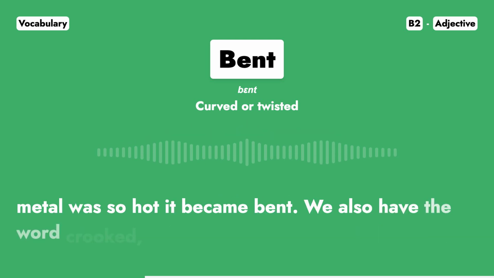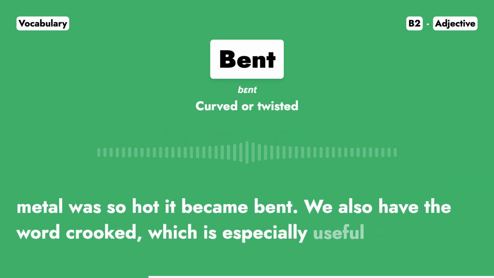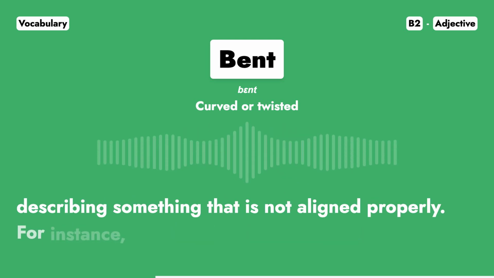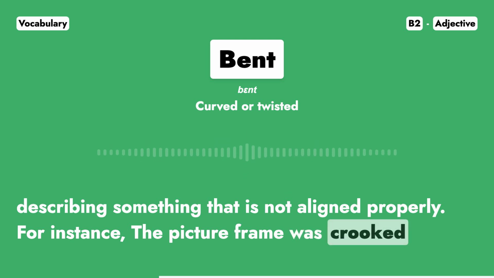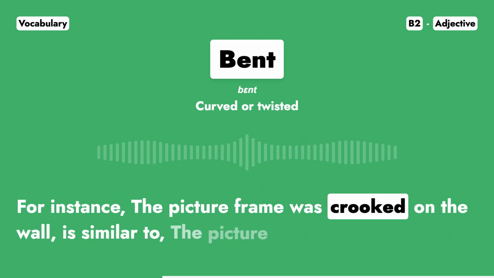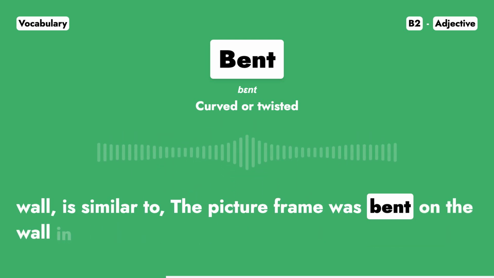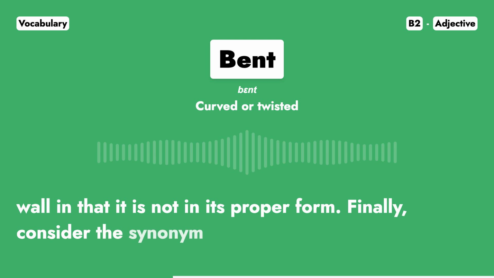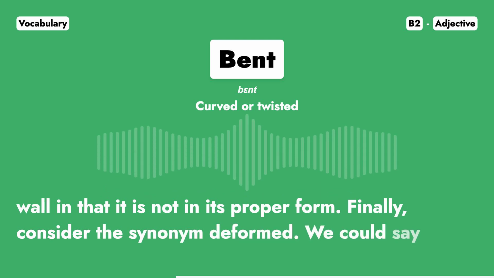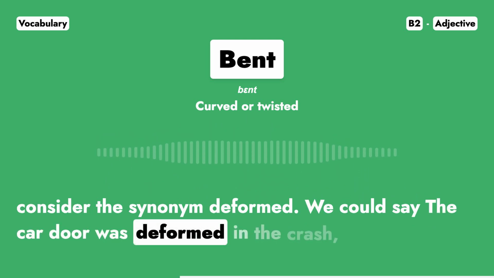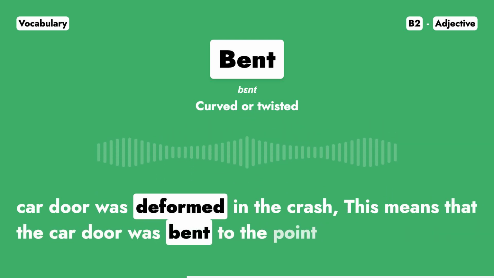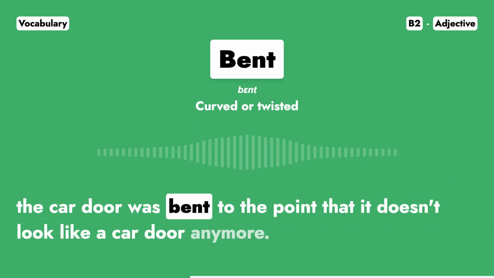We also have the word crooked, which is especially useful when describing something that is not aligned properly. For instance, the picture frame was crooked on the wall is similar to the picture frame was bent on the wall, in that it is not in its proper form. Finally, consider the synonym deformed. We could say the car door was deformed in the crash. This means that the car door was bent to the point that it doesn't look like a car door anymore.